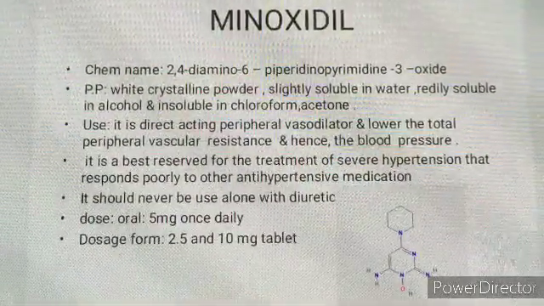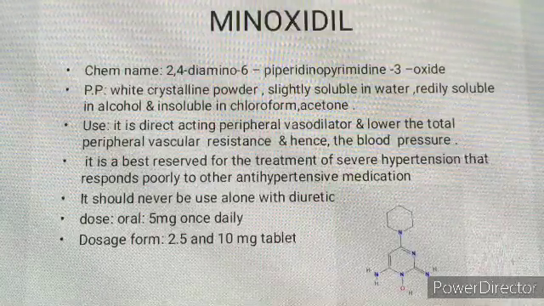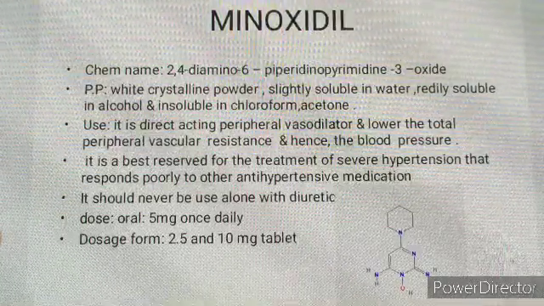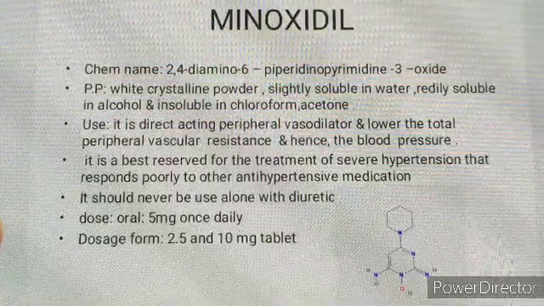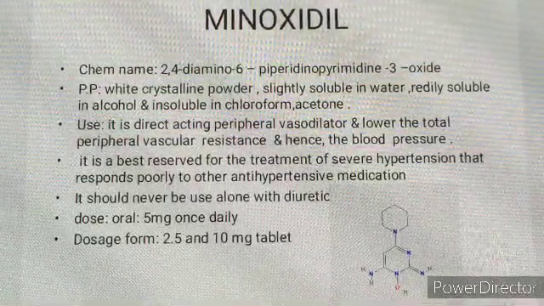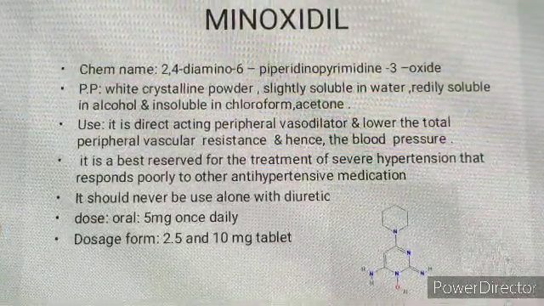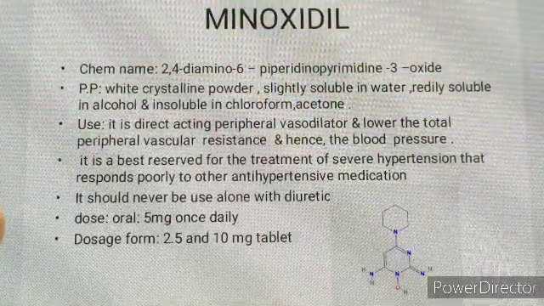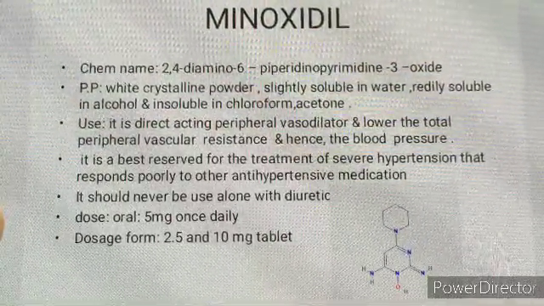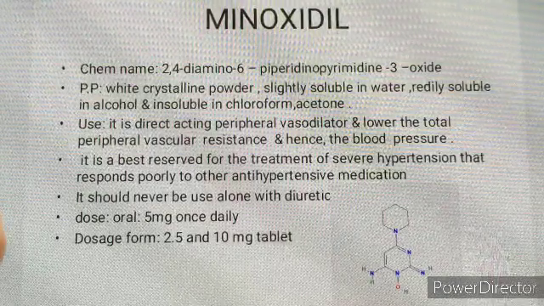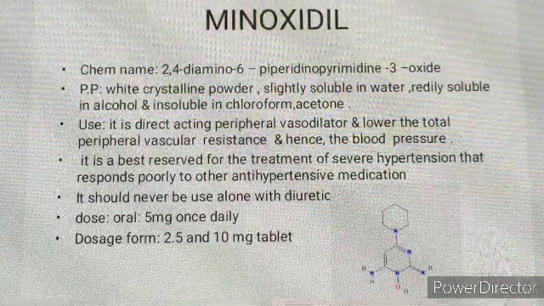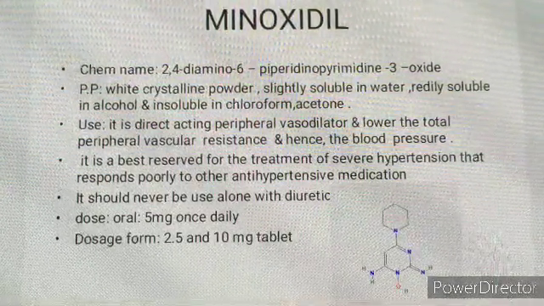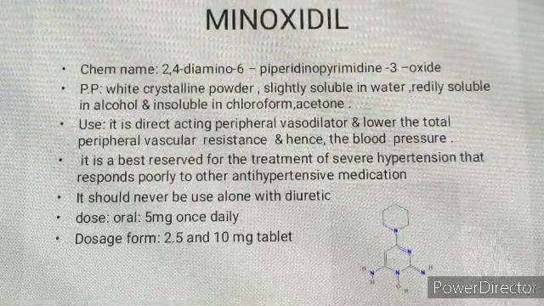We talk about the drug minoxidil. This is 2,4-diamino-6-piperidino-pyrimidine 3-oxide. This is available as white crystalline powder, slightly soluble in water, readily soluble in alcohol and insoluble in chloroform and acetone. This is a direct acting peripheral vasodilator. It lowers the total peripheral vascular resistance and hence the blood pressure.